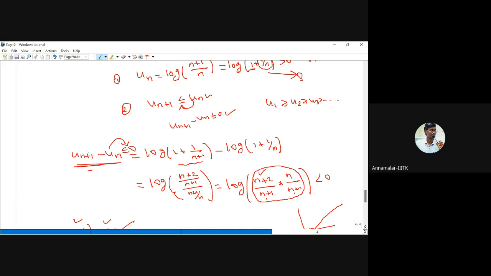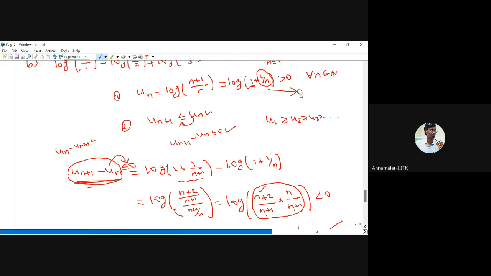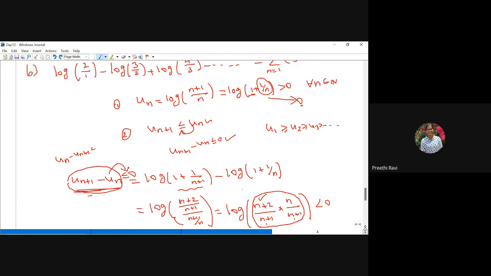So we have to find the difference between the n plus 1th term and the nth term. If it is negative, then it's decreasing. Suppose un minus un plus 1 is less than or equal to 0, then it's increasing. Yes, you have to take this type. That's it. Got it or not? Still any doubt? No, sir.